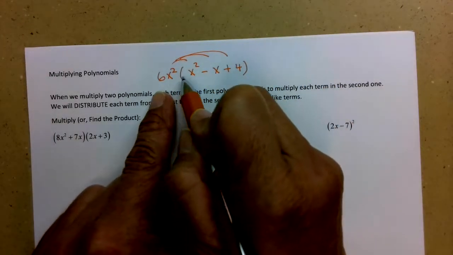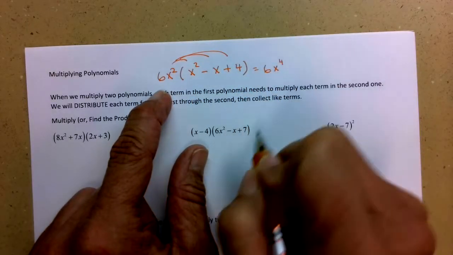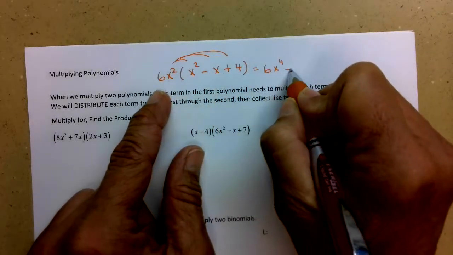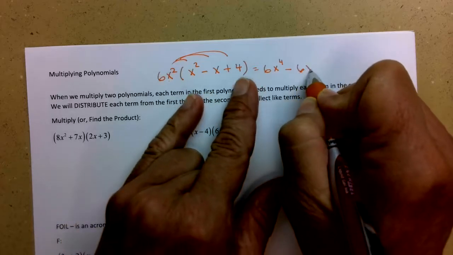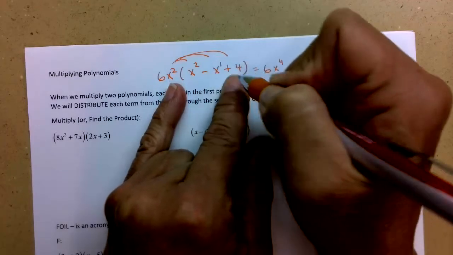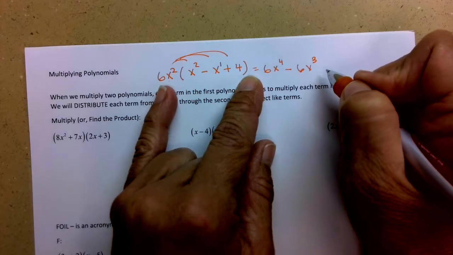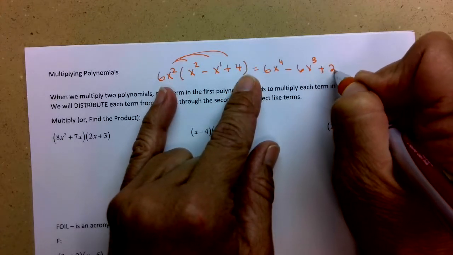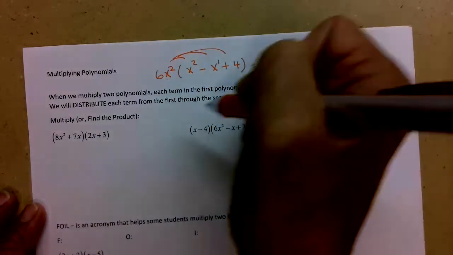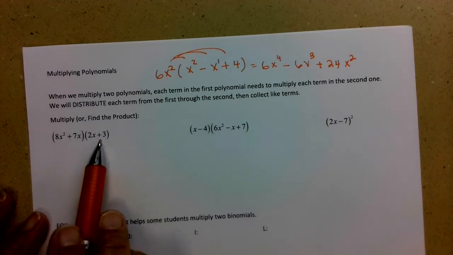So I'm going to have 6x squared times x squared. That's 6x to the fourth. And I'll have 6x squared times negative x, so that'll be negative 6 and then x. Remember, multiply the bases, add the exponents, so there's a 1 hanging out there. So 6x cubed. And then finally, 6x squared times the 4, so that'll be 24x squared.